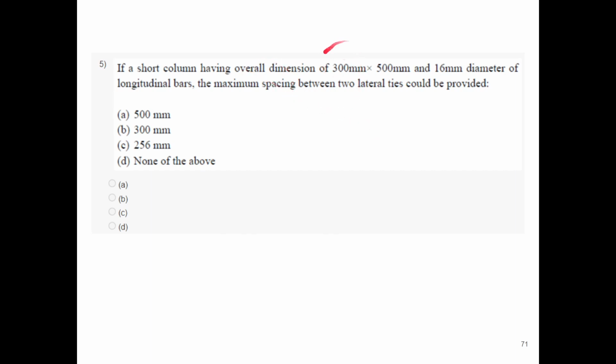One is the least lateral dimension, which is 300 mm. One is 16 times the diameter of the longitudinal bar, which is 16 mm, and the third is 300 mm. So it should be the minimum of 300 mm, 16 into 16, that is 256 mm, and 300 mm. The minimum of 300 mm, 256 mm, 300 mm comes to be 256 mm. So C is the correct option.